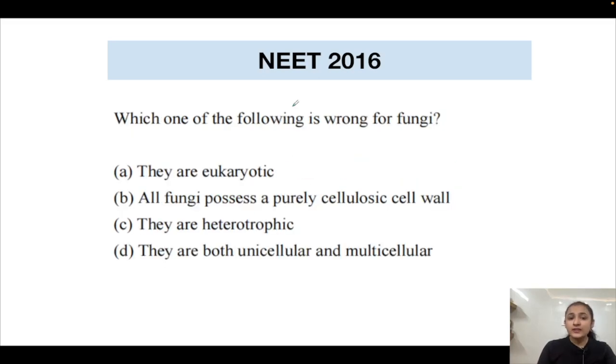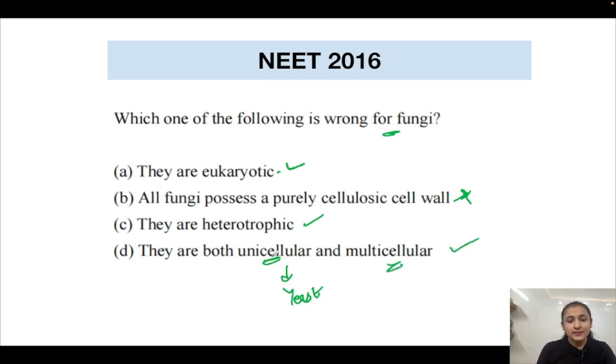Alright, the next question is also from NEET 2016. Which one of the following is wrong for fungi? They are eukaryotic, yes. Fungi are multicellular eukaryotic organisms. This statement is correct. All fungi possess a purely cellulosic cell wall. No, fungi possess a chitinous cell wall, not a purely cellulosic cell wall. They are heterotrophic. Yes, they do have a heterotrophic mode of nutrition. They are both unicellular, yes, yeast is a unicellular fungus, and they are multicellular also. Most of the fungi are multicellular.